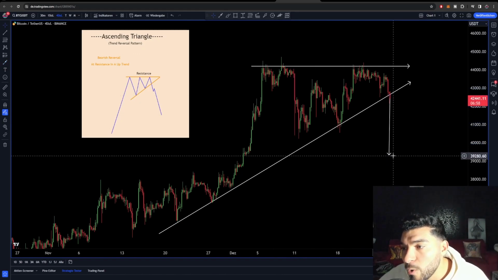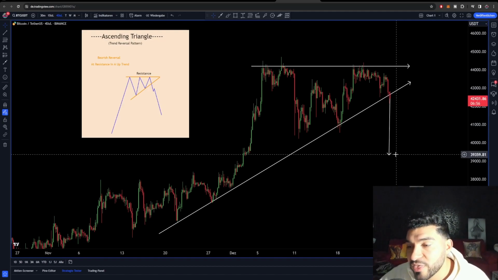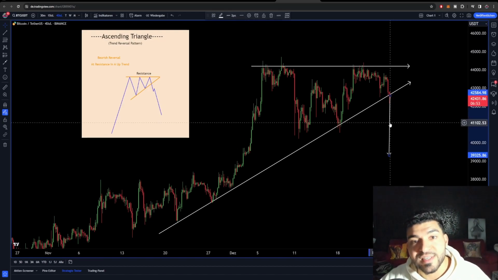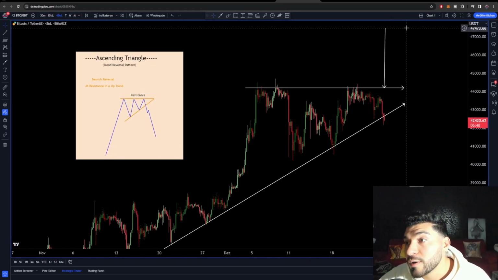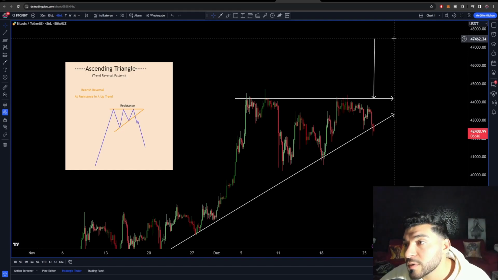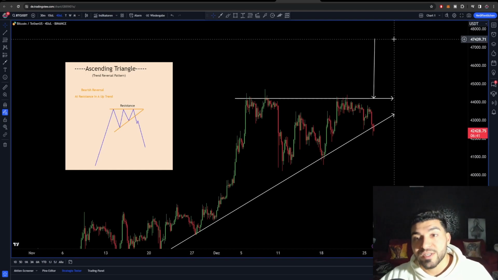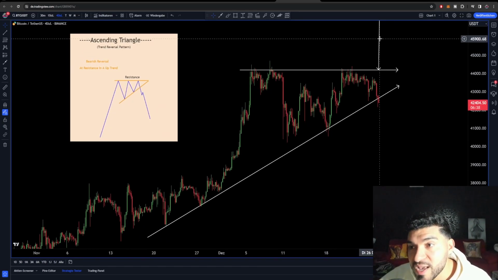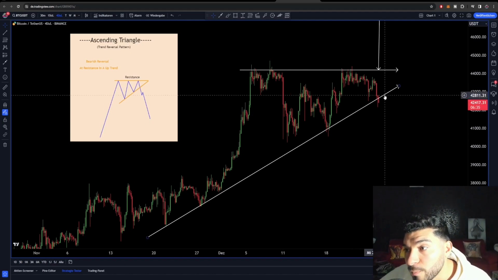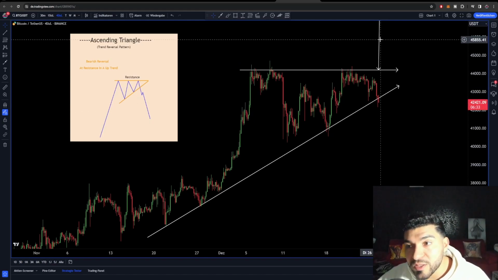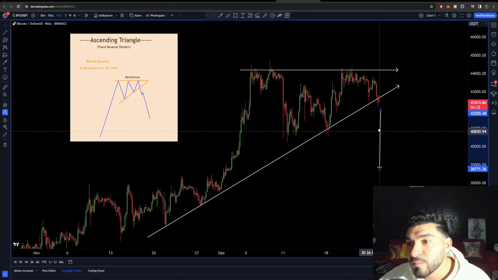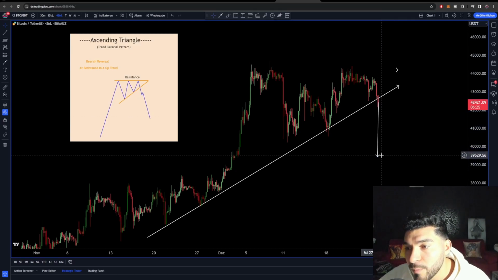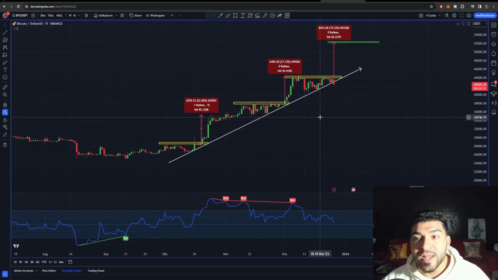So if we break downwards, guys, 39,300 would be the price target for this ascending triangle. If we break upwards somehow, the price target would be around 47,400 US dollars. So this would be the bullish scenario, but you can see that we are right now breaking downwards. We are losing momentum, as you also have seen on the Google search traffic, and therefore the downwards price target is more probable to play out. What else do we have here?